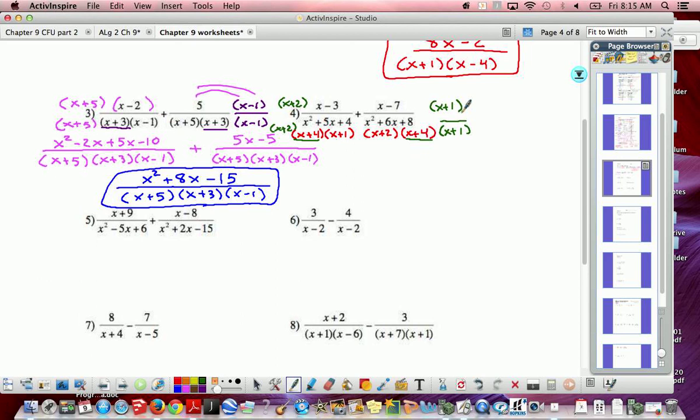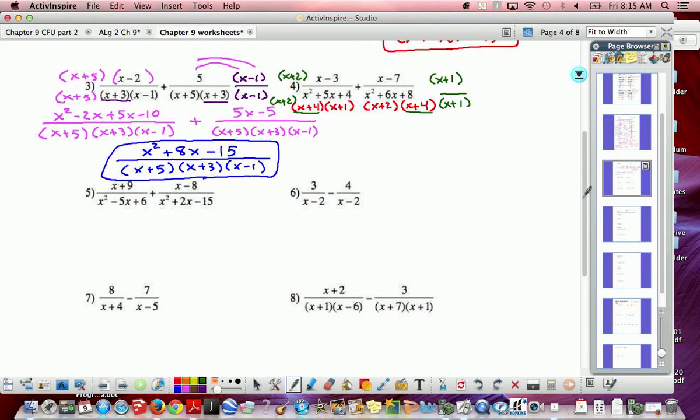So the common denominator between the two is x plus 2, x plus 4, x plus 1. Oops, make that a plus 1. Plus, and then I'll repeat that for the second one, because I'm going to have to do some multiplying in the numerators. So now I have to distribute and simplify.